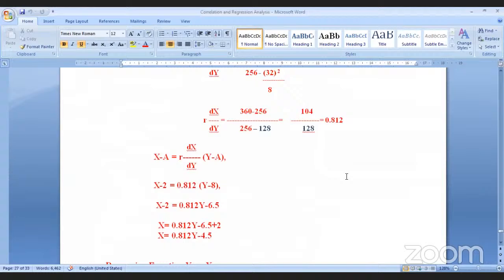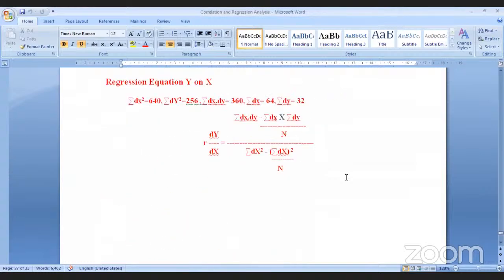That is x on y. Then y on x. This is the y on x. See, already we got the values, but the formula will change a little bit here. R into dy divided by dx is equal to sigma dx into dy minus sigma dx into sigma dy by n, divided by sigma dx square minus sigma dx whole square by n.